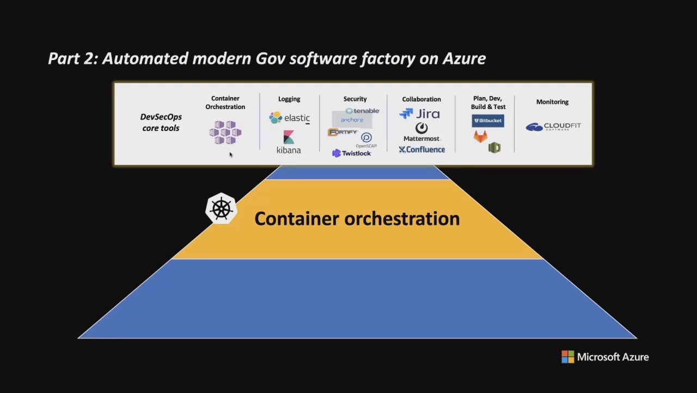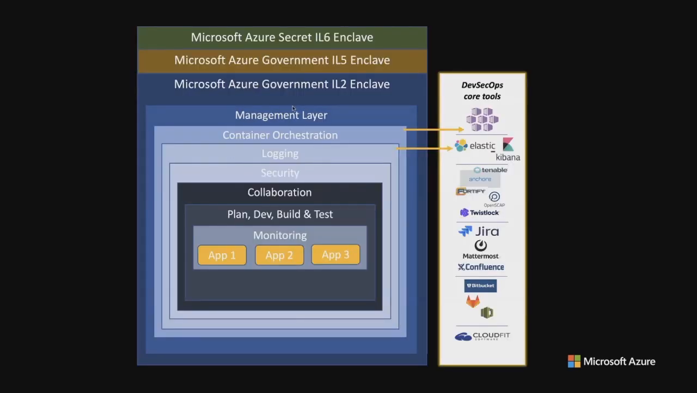Let's go through each category of tools here quickly. Take note at the top of this diagram that this DevSecOps ecosystem, the management layer as we're calling it here, can be deployed on Azure Government for Impact Level 2 to Impact Level 5 workloads, and even on our classified cloud, Azure Secret, for IL6 workloads. We're going to get to that a little bit more later.